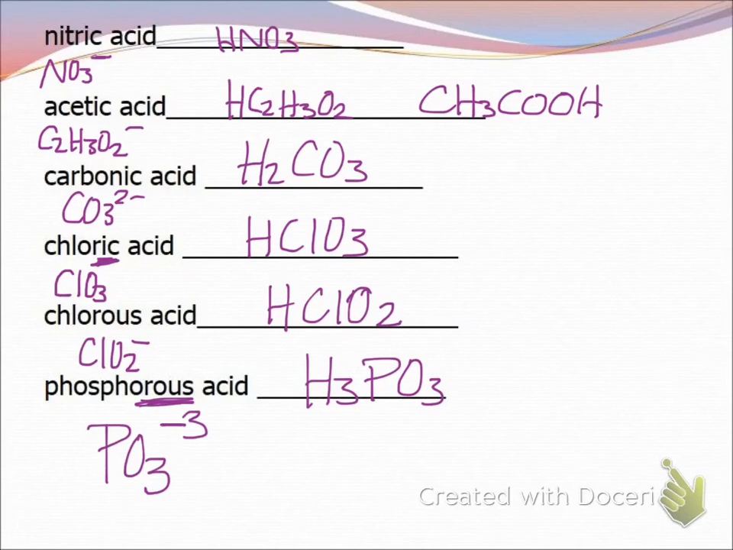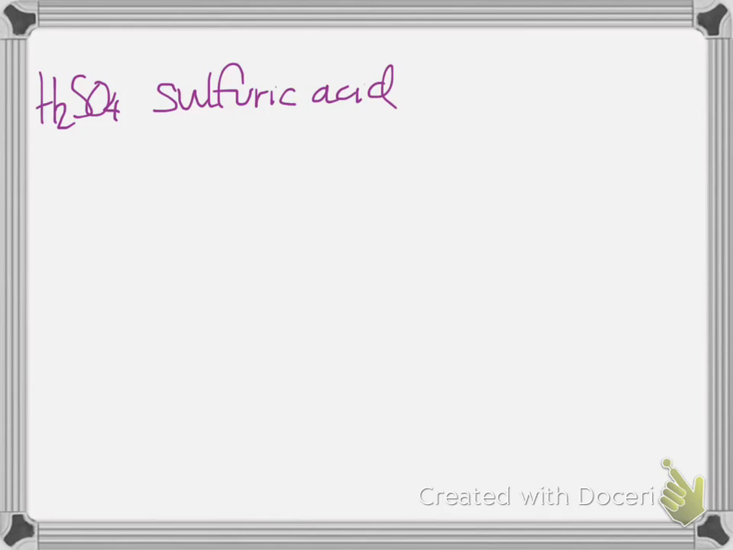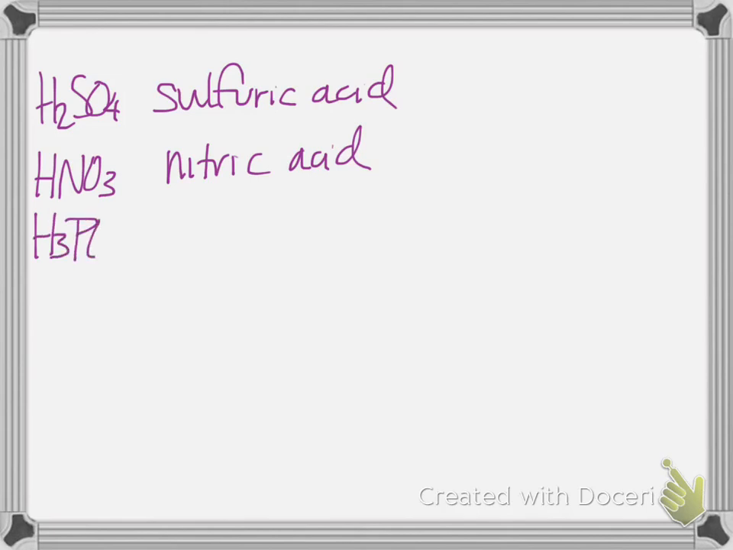Find a little spot to write these because I'm going to give you a little tip here. There are some acids that it really will just do you good to memorize because they're going to come up so often. So I'm going to give you a list of ones that you should memorize. H2SO4 would be sulfuric acid. Now, am I going to test you on this memorization? No, but it will make your life easier. HNO3, nitric acid. H3PO4, phosphoric acid.